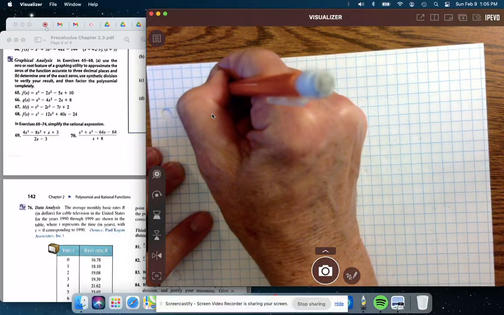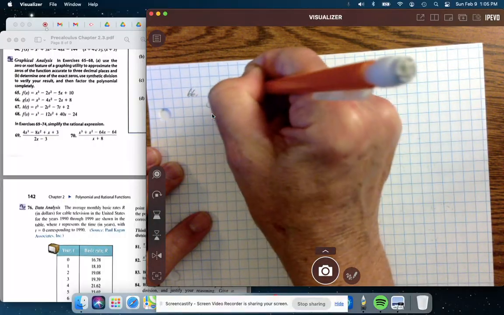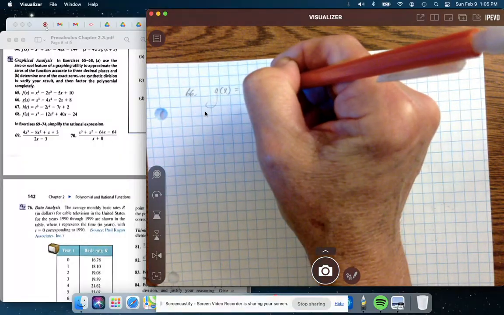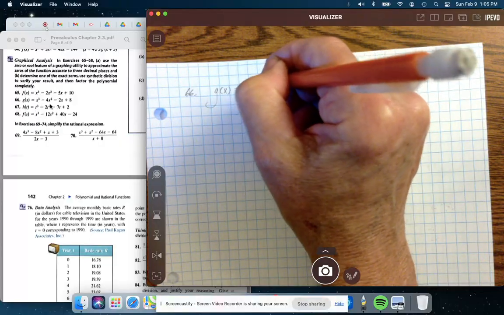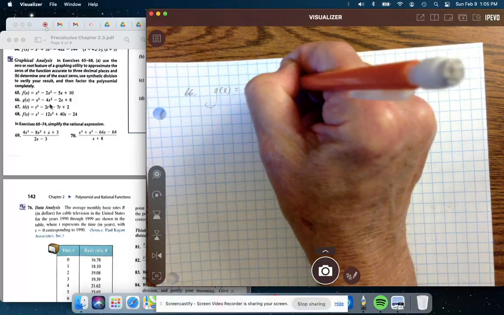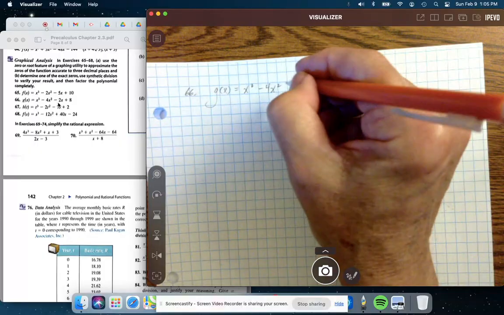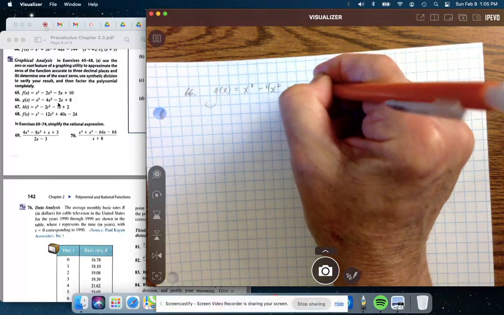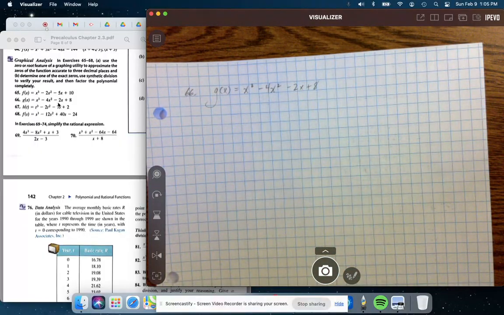G of x equals x cubed minus 4x squared minus 2x plus 8. Please let me have written it down correctly.